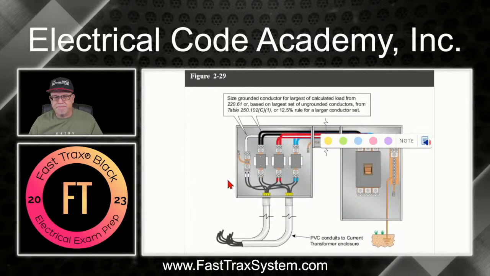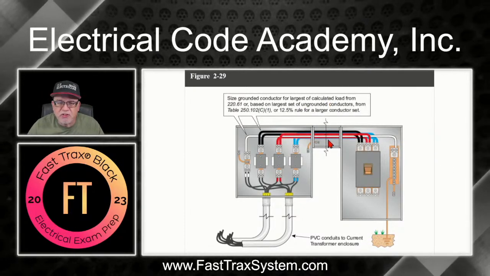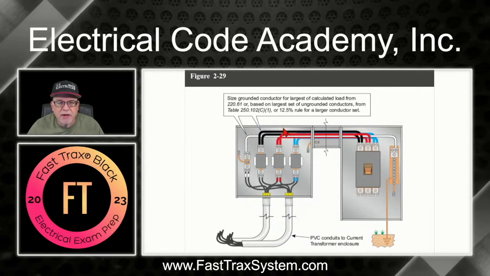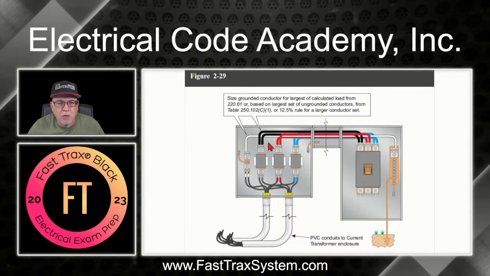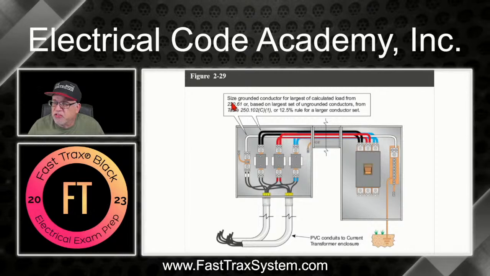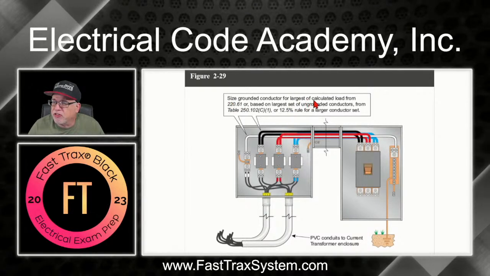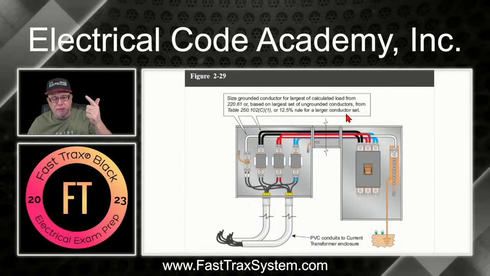So let's look at this. This is what we're talking about. We're still talking one raceway, by the way, folks. See this right here? Still one. I don't know why that keeps popping up. Let me get rid of it. All right, this is still one right here. So we have parallel sets coming through. We only take one set. We're only taking the A's, the larger conductor from each set. We have 2 sets, so we're taking the A's. So here we go. Size the grounded conductor for the largest of the calculated load, which is 220.61. Remember, I'm hammering that home.